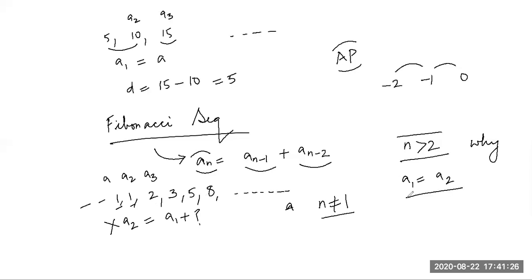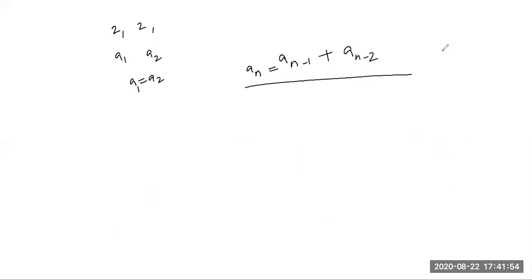So can we name some more sequences like that? Maybe a1, the first term is 2, and the second term will also be the same. a1 is equal to a2. The third term would be, now the formula is, if you want to find any term, it is a n minus 1 plus a n minus 2. Condition: n should be greater than 2.